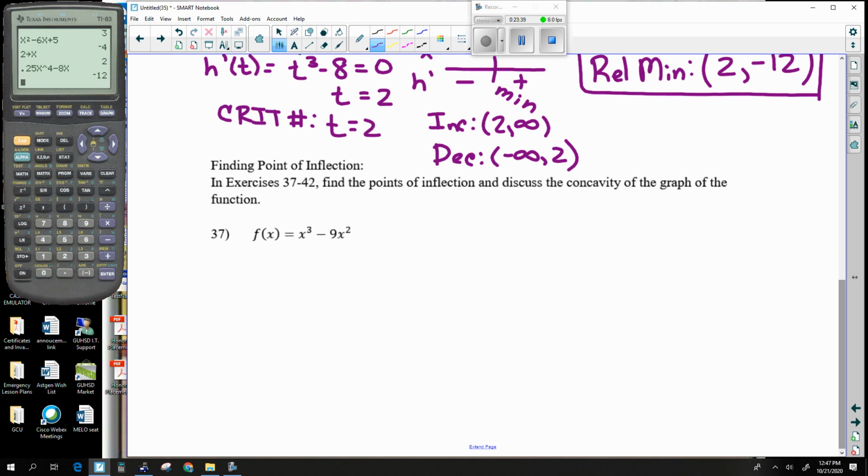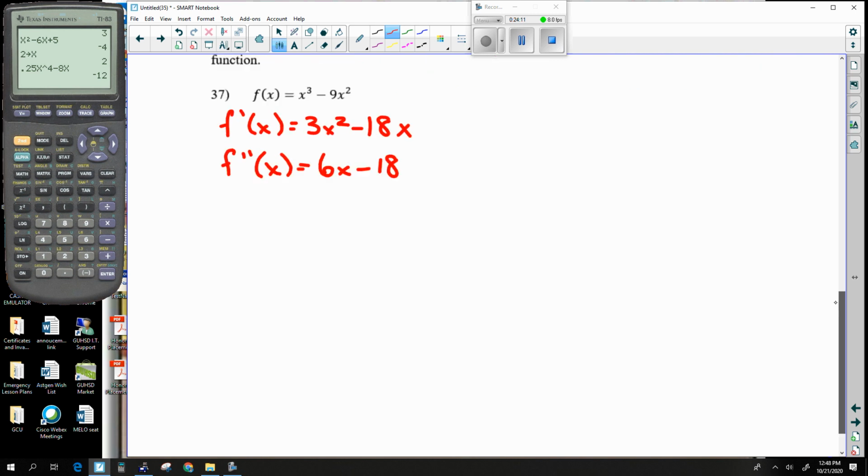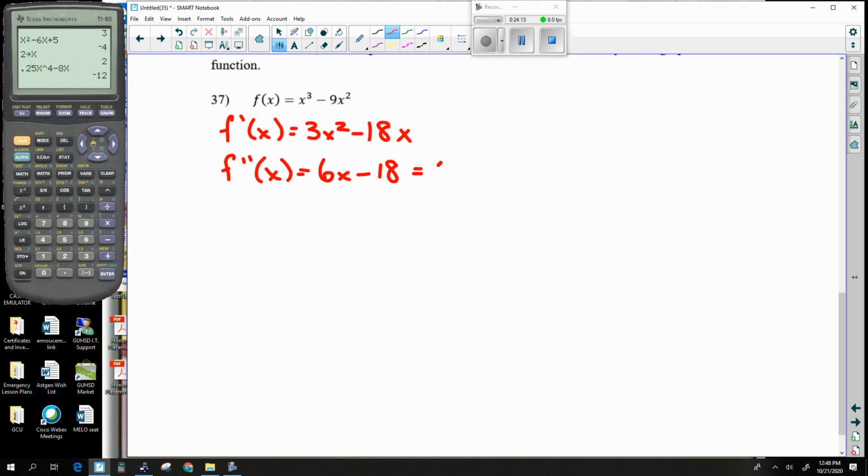Finding points of inflection, find points of inflection in the concavity. So inflections are when the second derivative is equal to 0 and also switches from positive to negative or negative to positive. So the second derivative is where it's at. So we'll get there yet. All right, so the first derivative comes first, and this is going to be 3x squared minus 18x. The second derivative of this thing is going to be 6x minus 18. So critical numbers off of this second derivative would be when x is equal to 3.